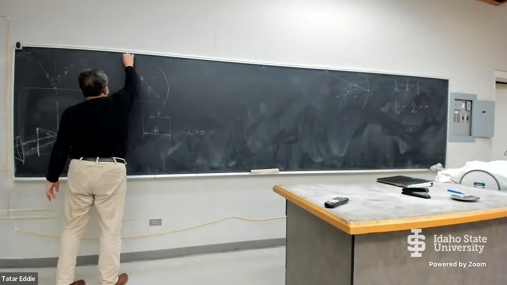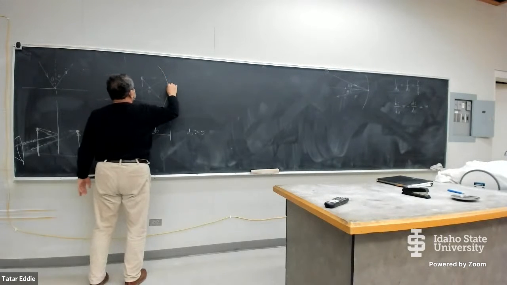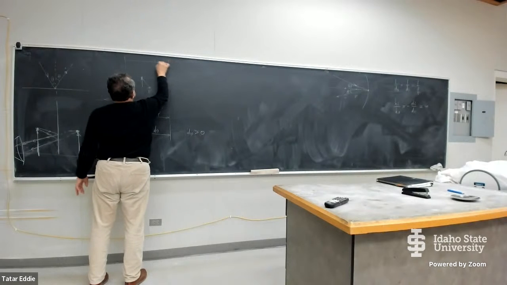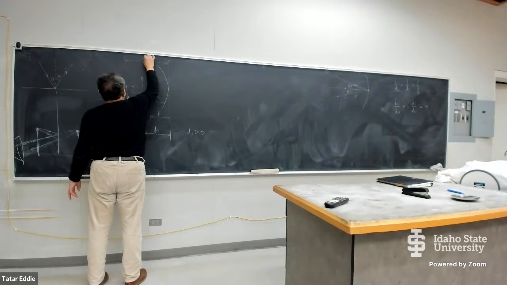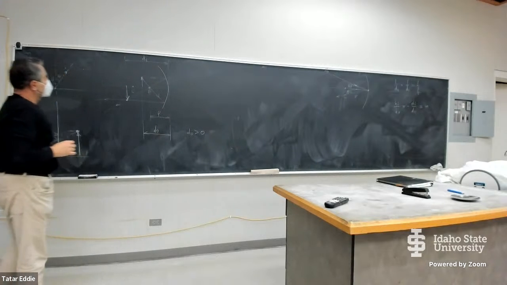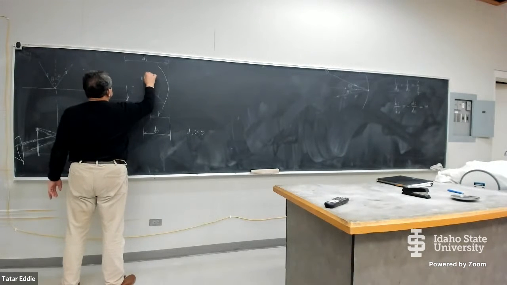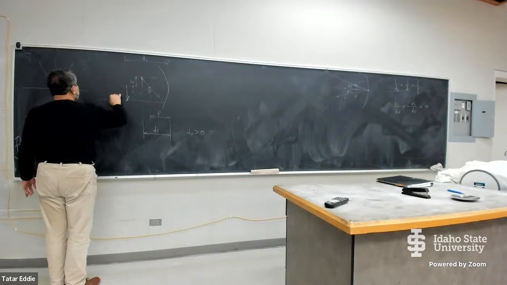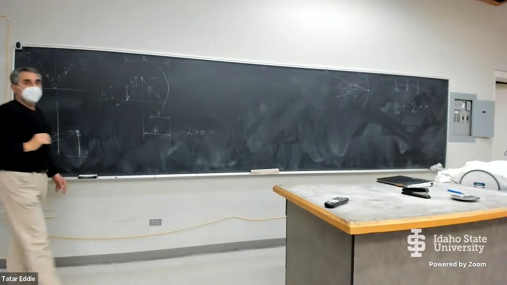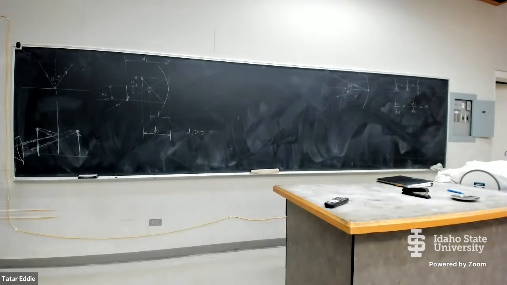So let's introduce notation for the distance between the image and the mirror. That distance, call it DI. Our standard notation for the height of the object is HO, and standard notation for the height of the image is HI. So now once we have this image, we can describe its properties.